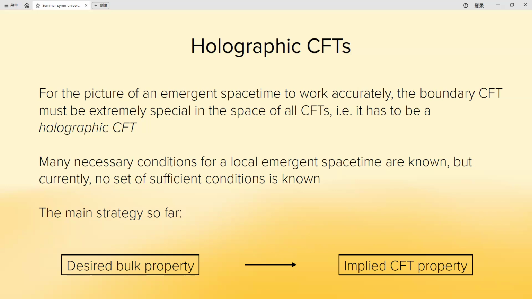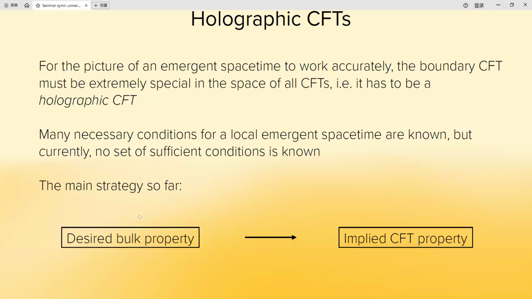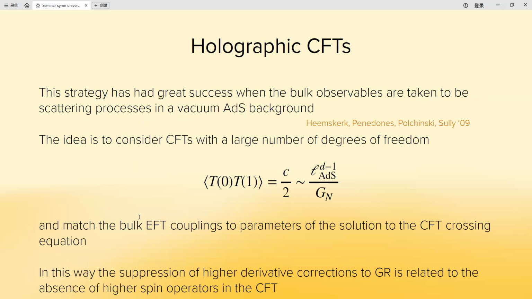And the main strategy that people have used so far to tackle this question is to start with some desired bulk property, and then use the AdS/CFT dictionary to translate that desired bulk property into some implied property on the CFT side. And in this way, come up with conditions that are necessary to have a nice bulk dual. And this strategy has had a lot of success, especially in contexts where the bulk observables that we are interested in are taken to be scattering processes in vacuum AdS.